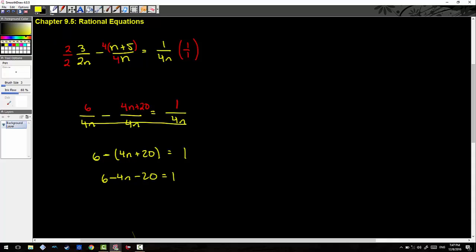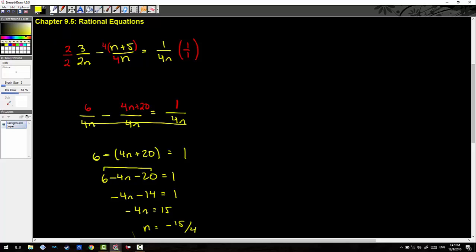From here, I'm going to combine my like terms. I've got 6 minus 20, so what I've got is negative 4n minus 14 equals 1. From here, I do some algebra. Negative 4n equals 15, so n equals negative 15 divided by 4.